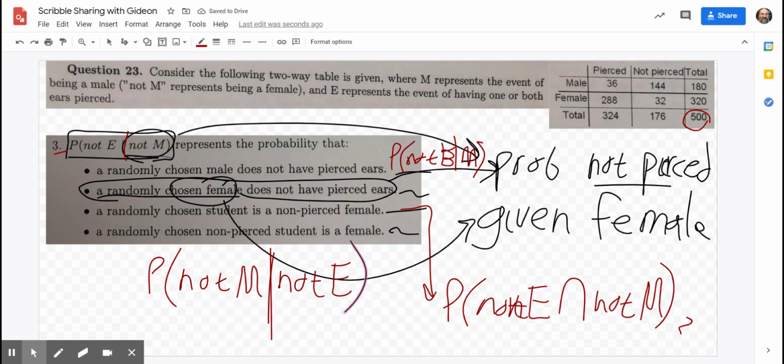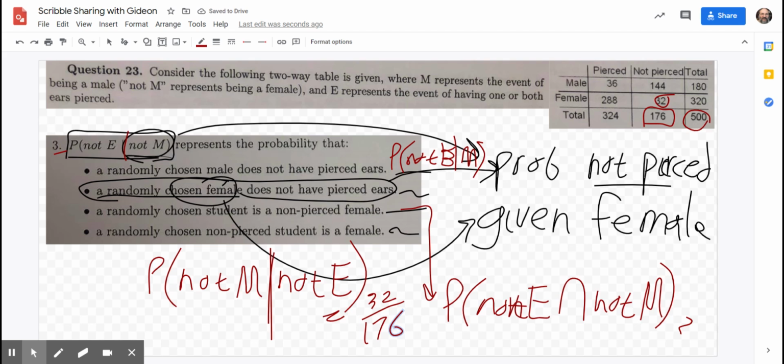Given you're not pierced, that means you're one of these 176 people. And the question is, what's the chance you're not M? That'd be 32 over 176. That's a very different question than the one we're being asked here. That's the flip question.